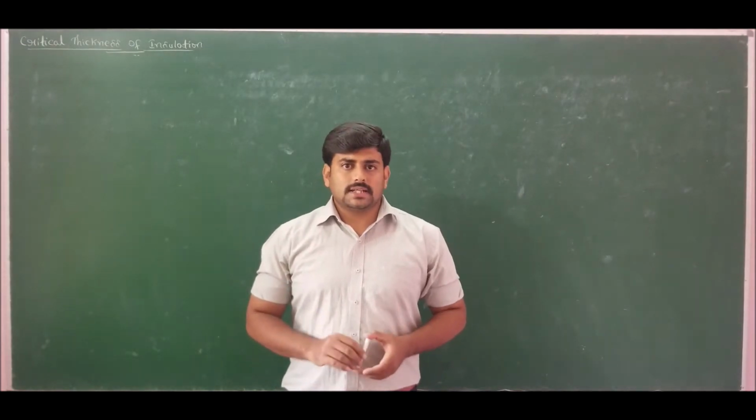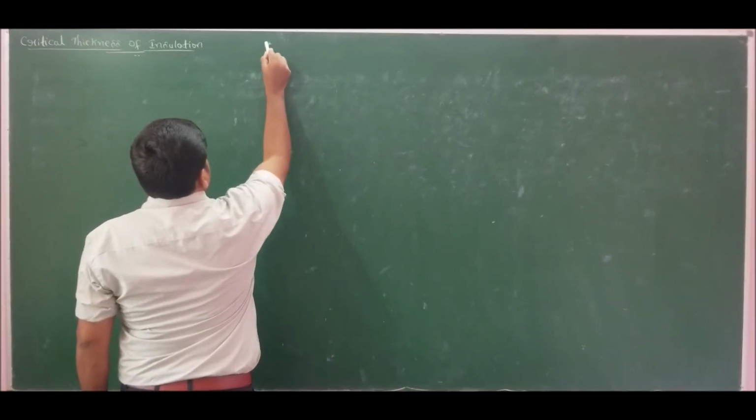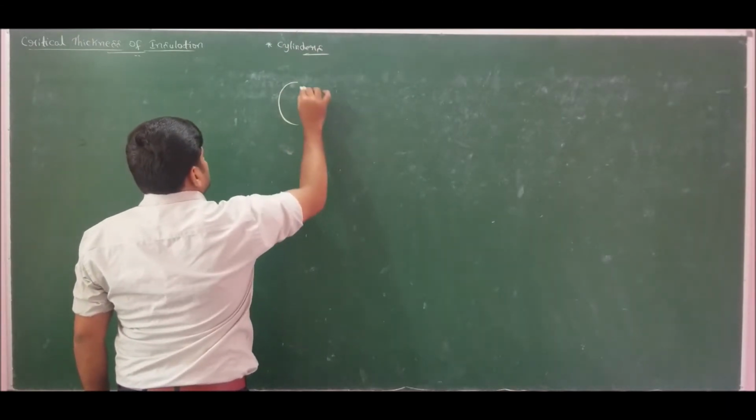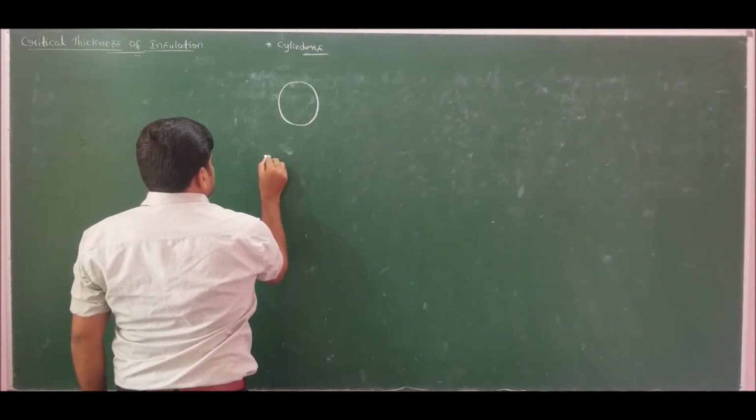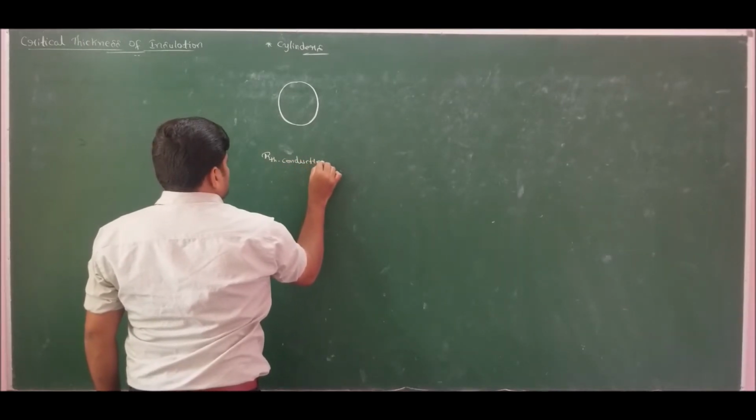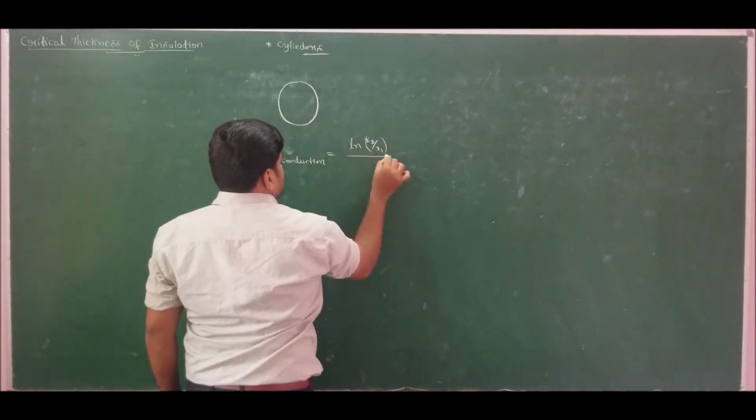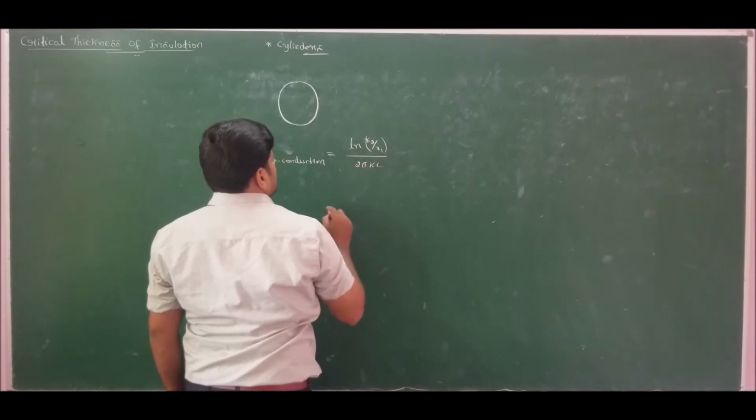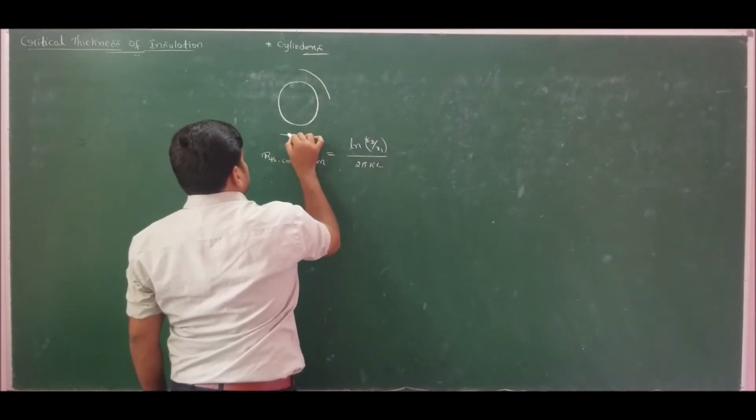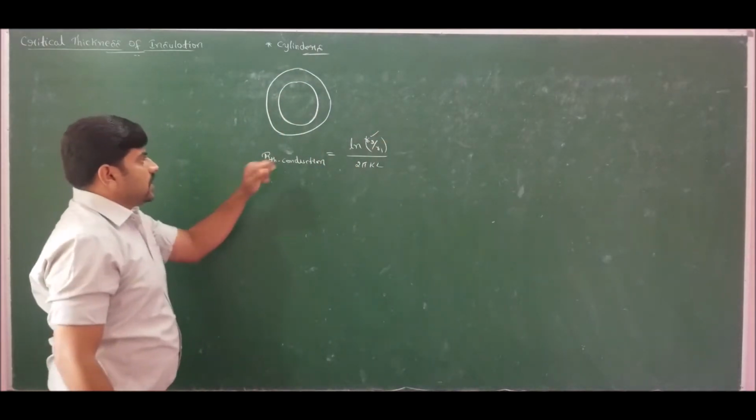Let us consider a cylinder. We know that the thermal resistance due to conduction is given by ln of R2 by R1 divided by 2 pi K L. So if I increase the thickness of insulation, R2 will increase, and thereby the thermal resistance due to conduction will increase.